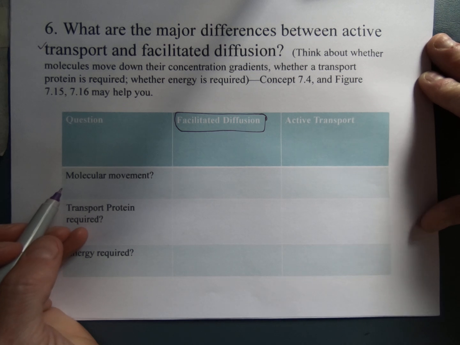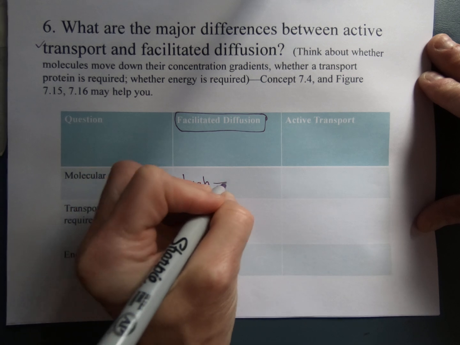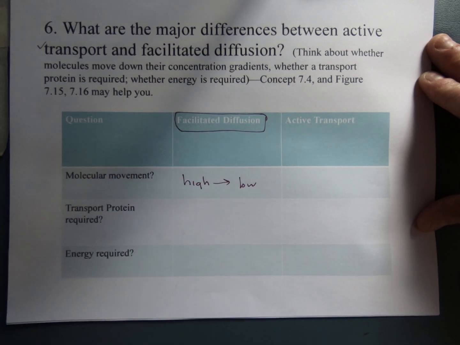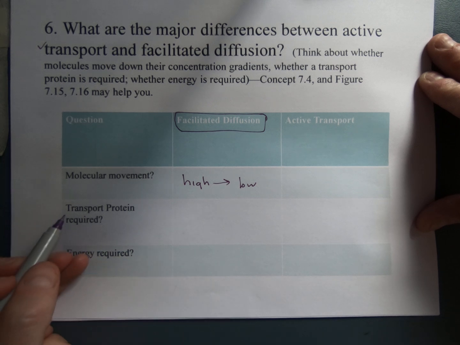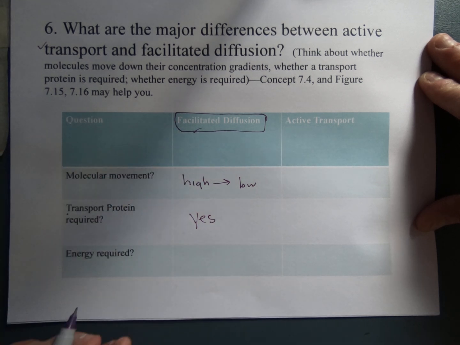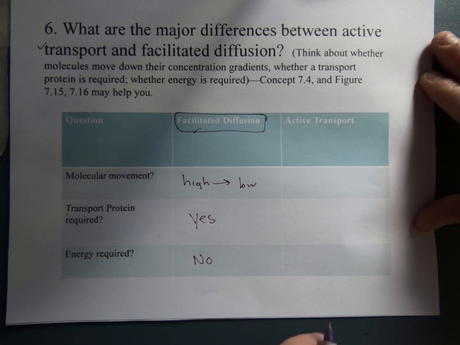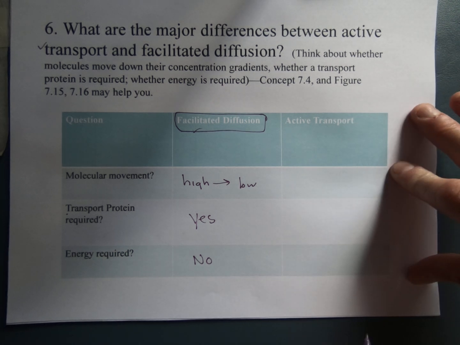So in facilitated diffusion, which way do molecules move? They move from high to low concentration gradient, right? They move down their concentration gradient, or with the gradient. They spread out. Is a transport protein required? Yep. That's why it's called facilitated. And is energy required? Nope. It's diffusion. It's passive. What about active transport?